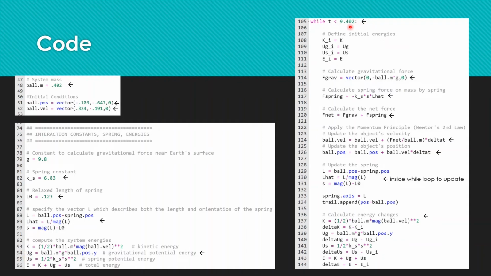And then when looking at the while loop, our total time was 9.402. Then we had to calculate the force of gravity, the force of the spring, and you add those to get the net force. Using Newton's second law, we found the ball's velocity and the ball's position. That's going to update each time with the while loop. We use the same equation from before in order to update the length of the spring at each individual point and time. And then here we calculate the change in energy for each kinetic, gravitational, spring potential, and then the total.